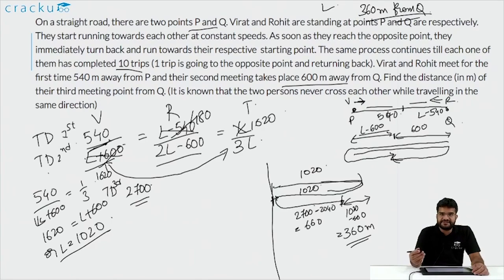To solve this question, we have just equated the ratio of the total distance travelled by them the first time and the second time, and we have calculated that the distance between P and Q is 1020 meters. Once we have calculated that, we have calculated the total distance travelled by Virat before they meet for the third time. The total distance that they travelled before they meet for the third time will be 540, which is the distance he travelled for the first time, into 5, which is equal to 2700. Once you know 2700, you can calculate that they are 360 meters away from Q.